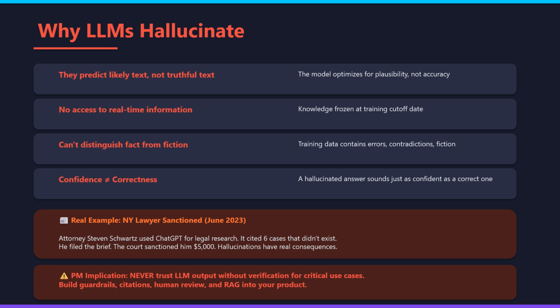The PM implication at the bottom is critical. Never trust LLM output without verification for critical use cases. Build guardrails, citations, human review, and drag into your product. Your job is to classify every LLM feature on the risk spectrum and design it accordingly.